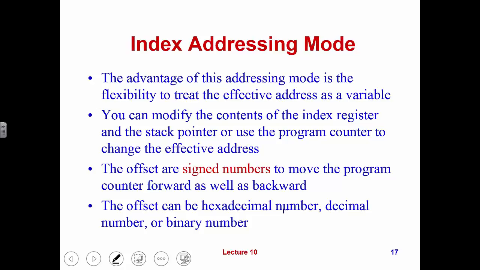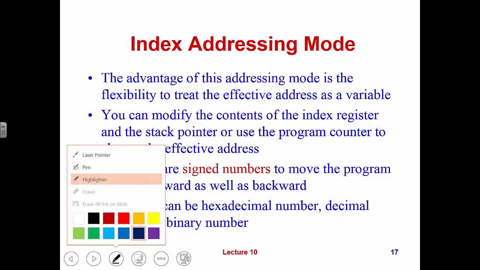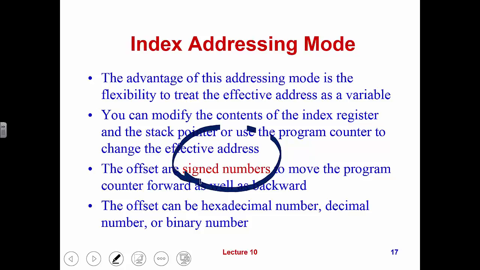Because X or Y points to a particular address, and when we have a large number of data, sometimes we move forward, sometimes we move backward as we process the data. In this case, the offset value we add to the base register, X or Y, in general can be either a positive or negative value. So the offset value has to be some number, either positive or negative. Then when we add this number into X or Y, that makes us move backward or forward.